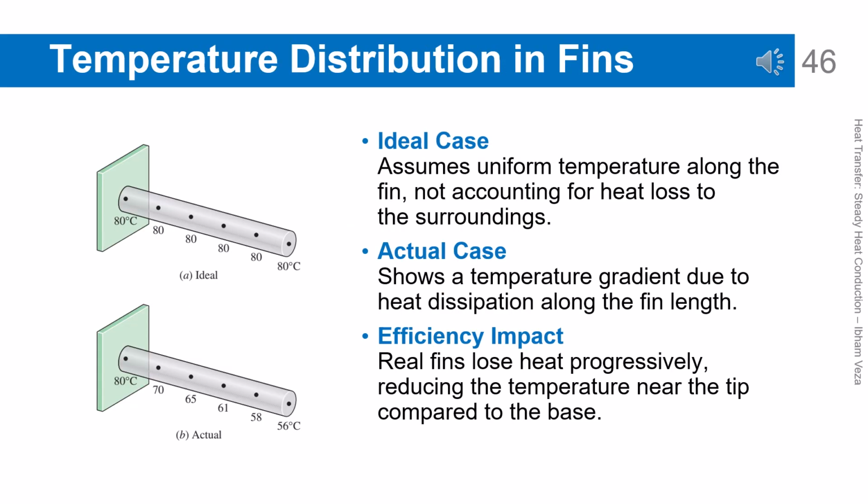Temperature distribution in fins. In the ideal case, the fin temperature is assumed uniform, but this is not realistic. In real conditions, the temperature decreases from the base to the tip due to heat loss along the fin. This decrease makes the region near the tip less effective in dissipating heat. Therefore, fin efficiency is always less than 1. This temperature distribution is important for understanding fin limitations.